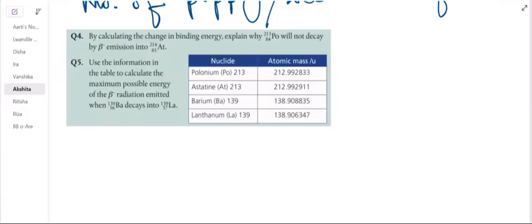Negative, ma'am. Sorry. The binding energy is negative, not the binding energy, the mass. So that means there will be more energy required to do the beta minus decay, so the decay won't happen. Okay, do the next one.